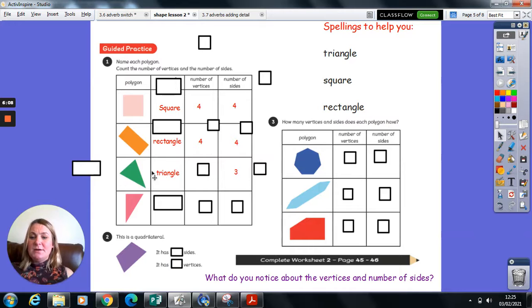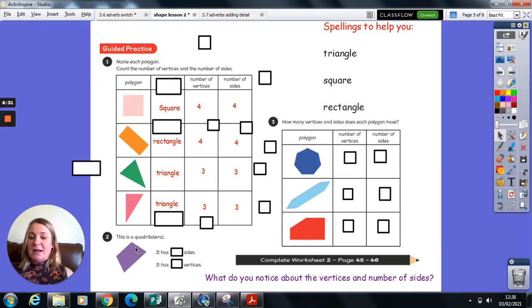Nice and straightforward. 1, 2, 3 vertices. Here we have 1, 2, 3 sides. So I know right away it must be another triangle. And again, looking at that pattern, you've probably already predicted it has 1, 2, 3 vertices.